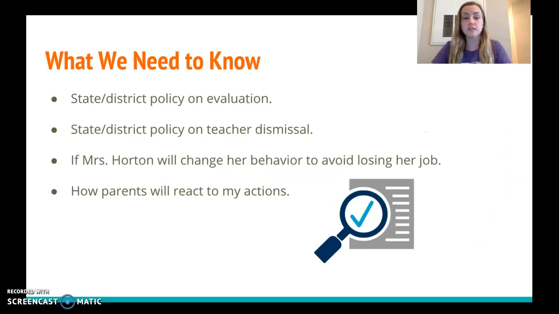What we need to know. So we need to know the state and district policies on evaluation and the state and district policies on teacher dismissal. We need to know if Mrs. Horton is willing to change her behavior to avoid losing her job, and how the parents are going to react to any actions of the principal, which in this case is me.